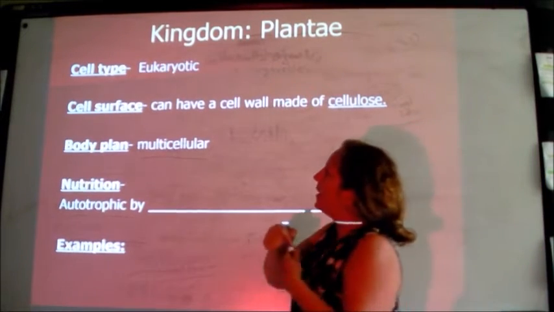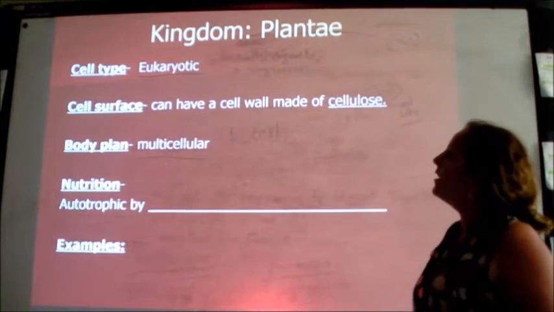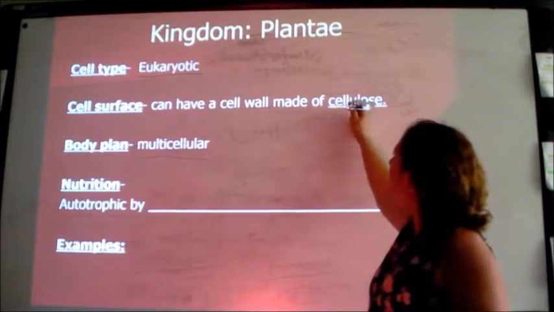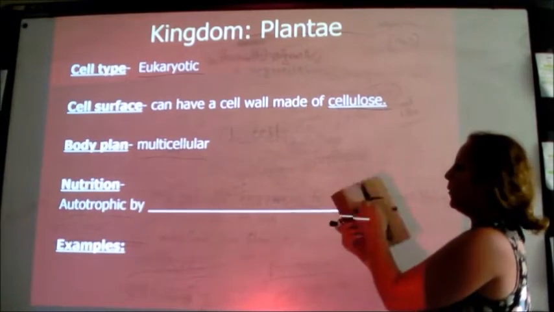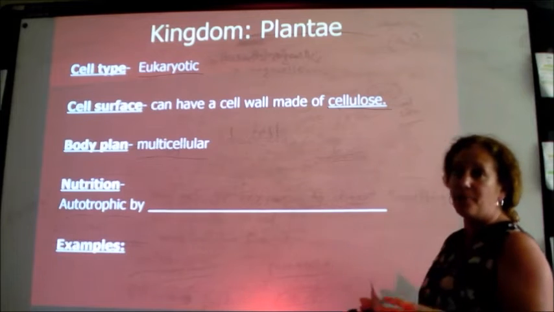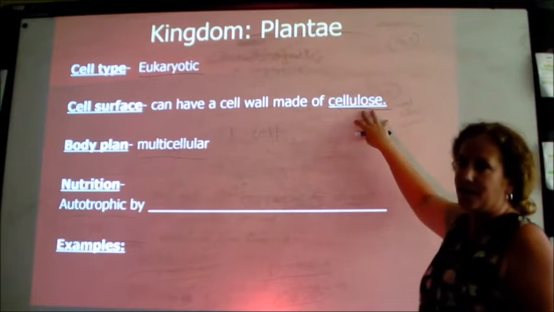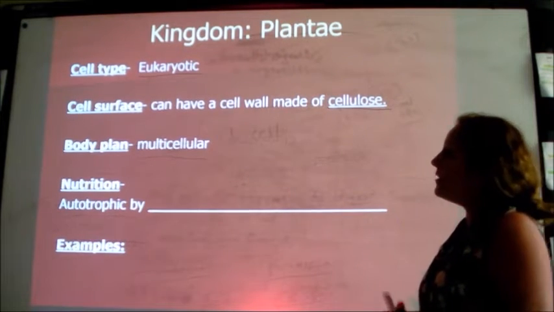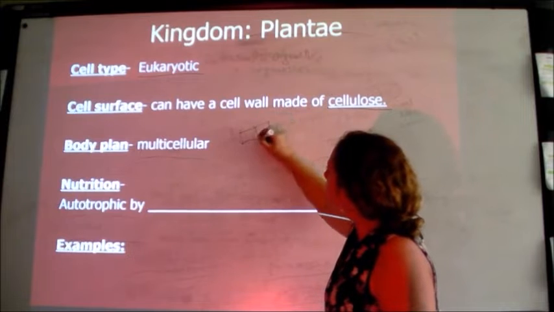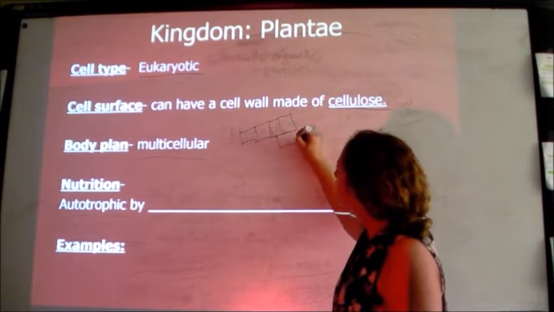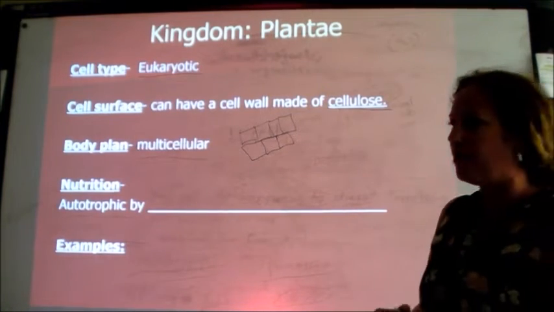Plants are eukaryotic, meaning they have a nucleus and they have organelles. The cell surface has a cell wall made of cellulose. Cellulose is wood, all right? We call it wood, and we can make paper out of it and cardboard. If you've ever knocked on a door, that's what cellulose feels like. Plants are also multicellular. When we looked at plants, you saw many boxes. They were generally green because they have chloroplasts.